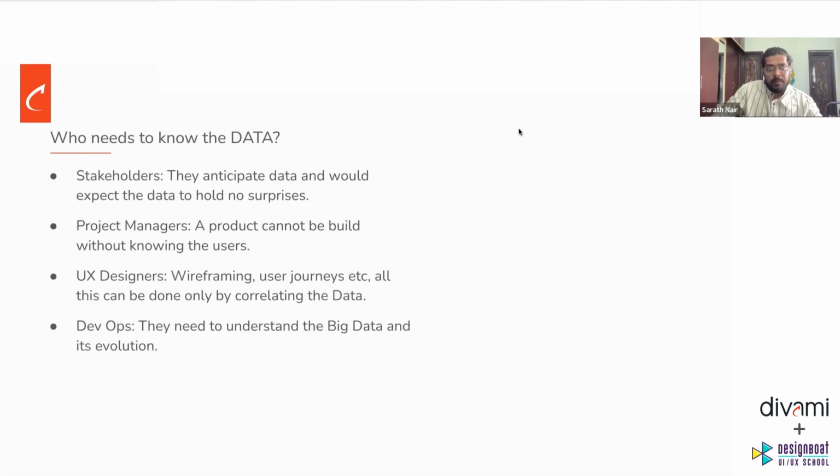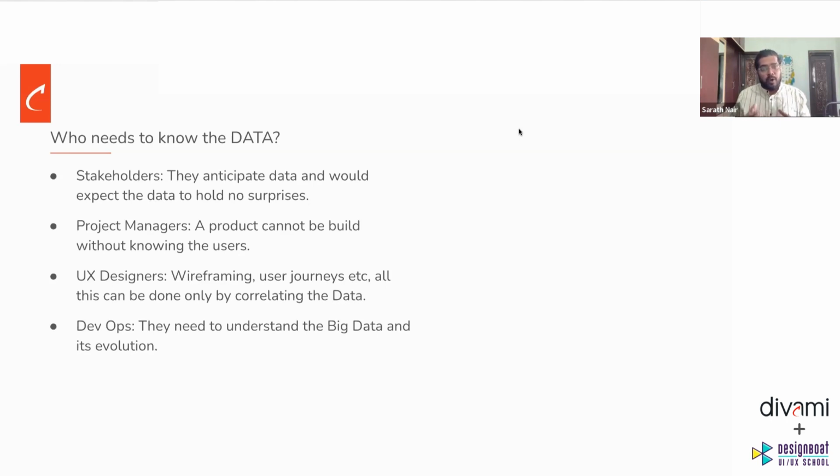And coming to the part of who basically needs to know the data. This is in terms of your product life cycle, or as a designer, I am trying to explain who are the personas who would need the data or want to understand the data. So when you're working on a project, stakeholders are the ones who anticipate the data and would expect that the data shouldn't have any surprises.